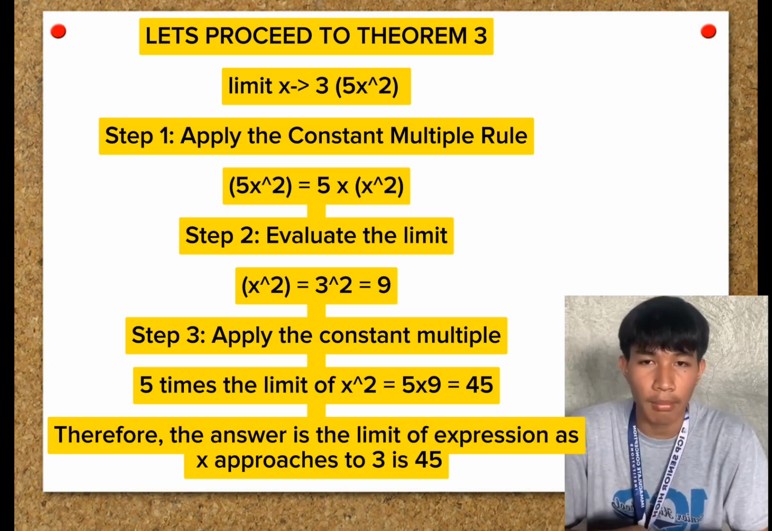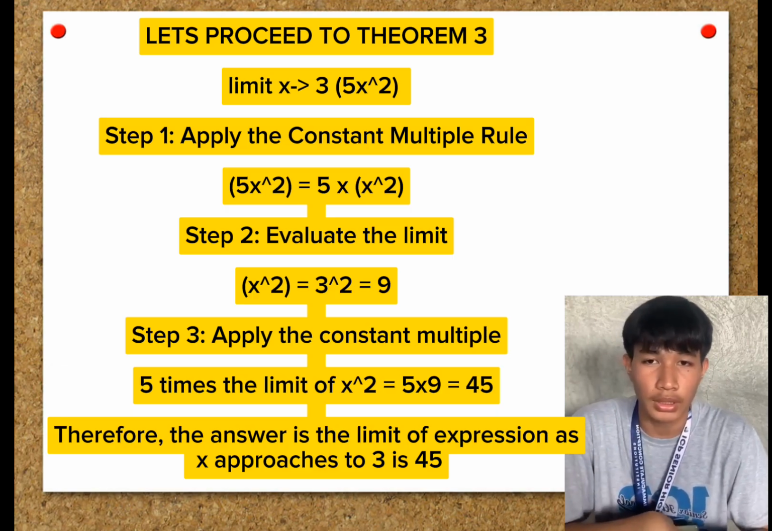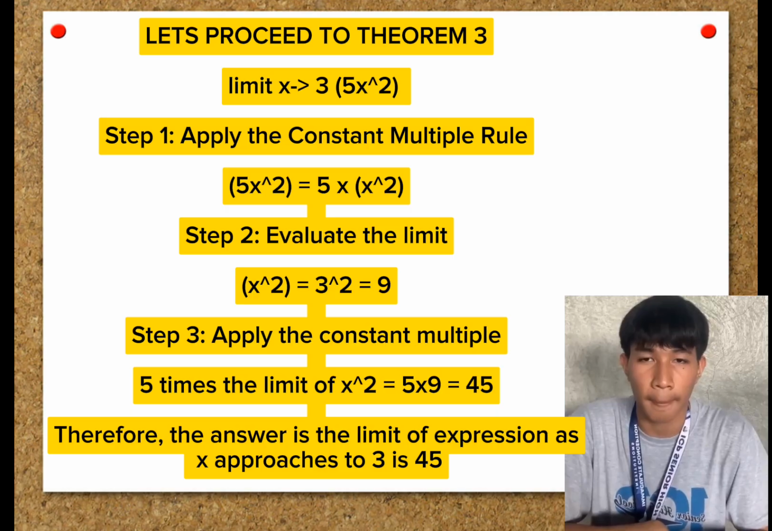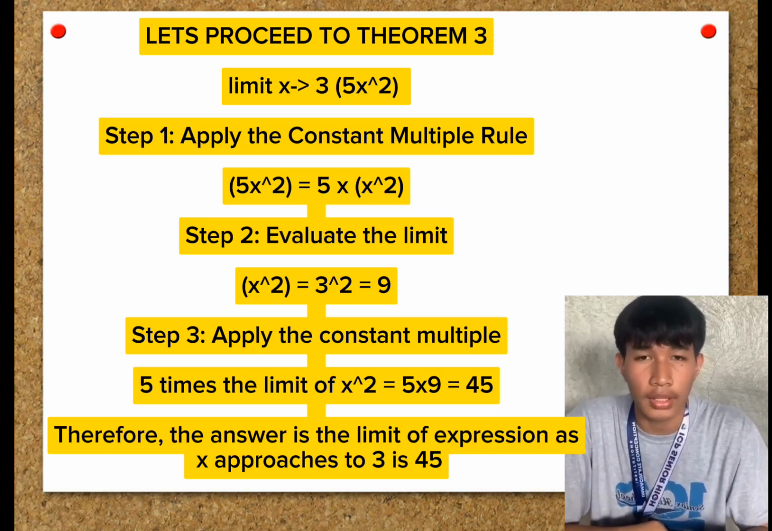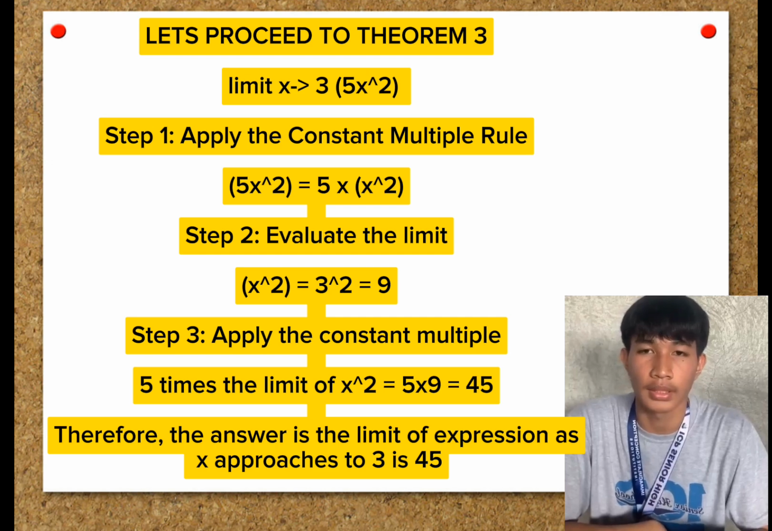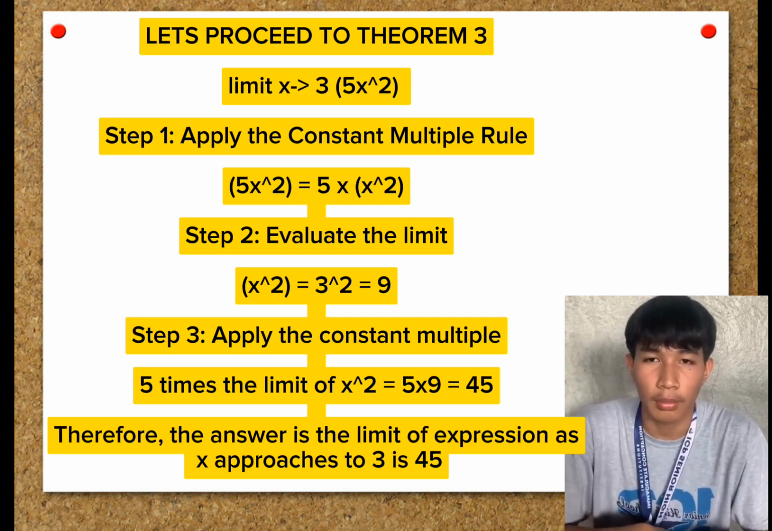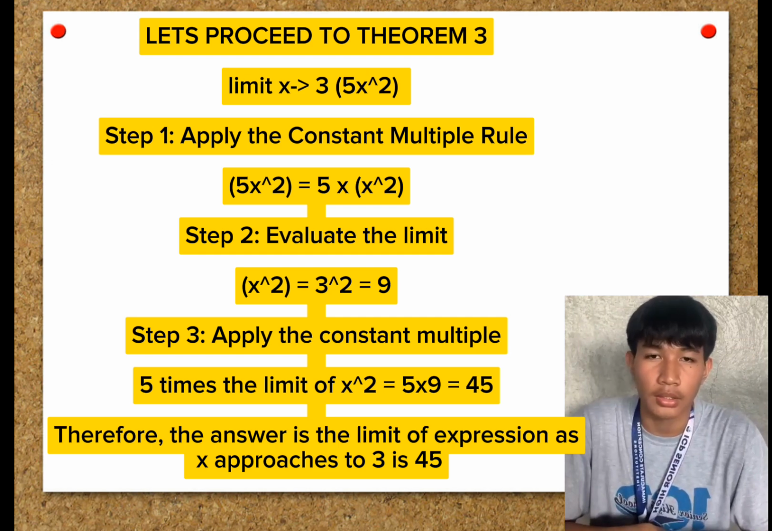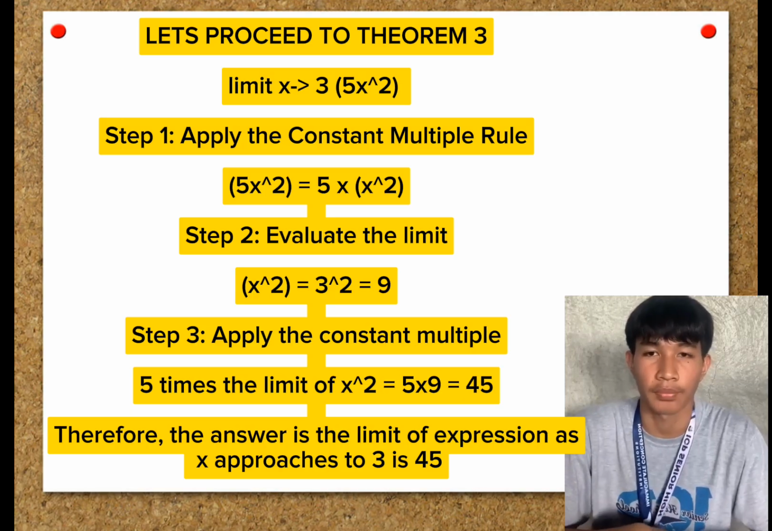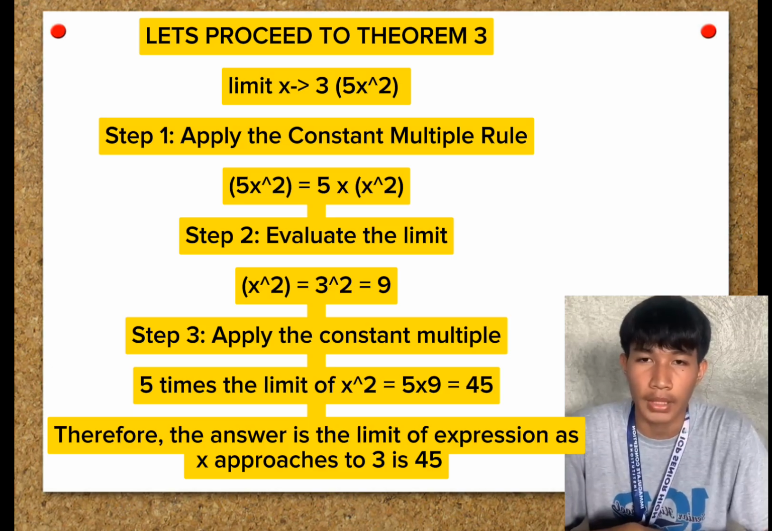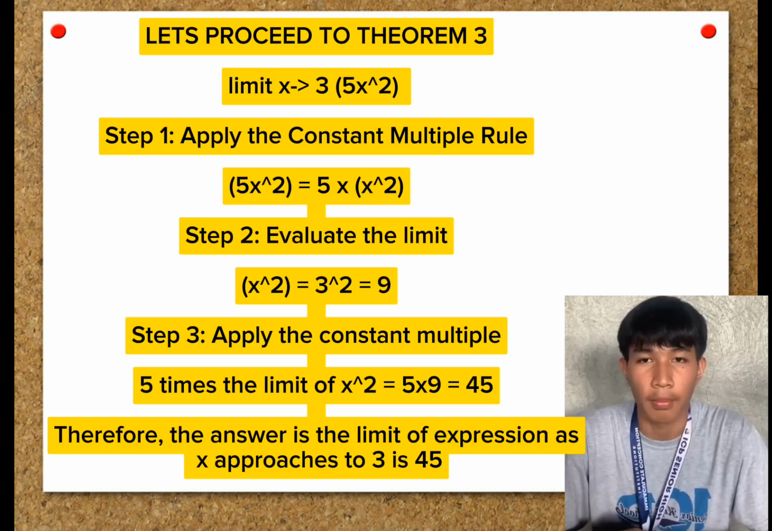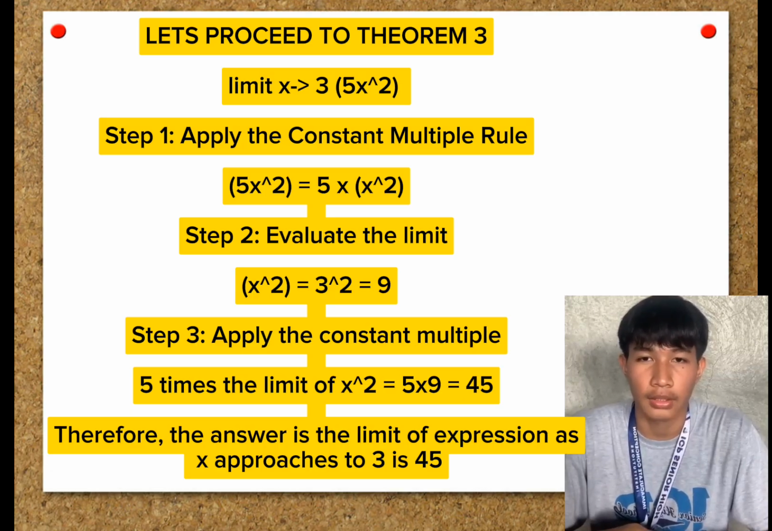We evaluate the limit using direct substitution since x squared is a polynomial. The limit of x squared equals 3 squared equals 9. Step 3. Apply the constant multiple. Substitute the result from step 2 into the equation from step 1. 5 times the limit of x squared equals 5 times 9 equals 45. Therefore, the answer is: the limit of the expression as x approaches 3 is 45.